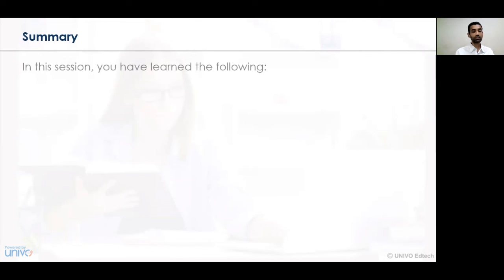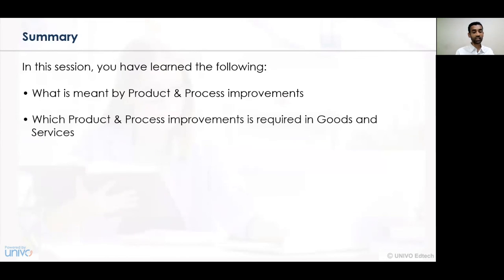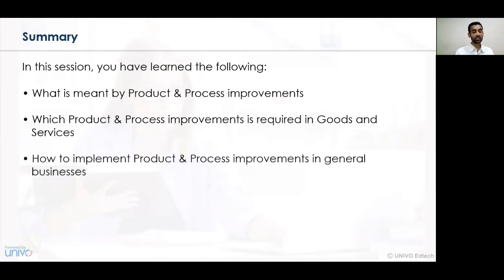In this session, we have understood what we mean by product and process improvements, what the various activities undertaken in product and process improvements in goods and services are, and lastly, how we implement product and process improvements in a general business organization.